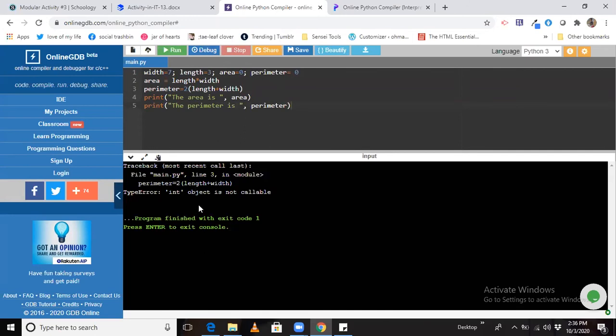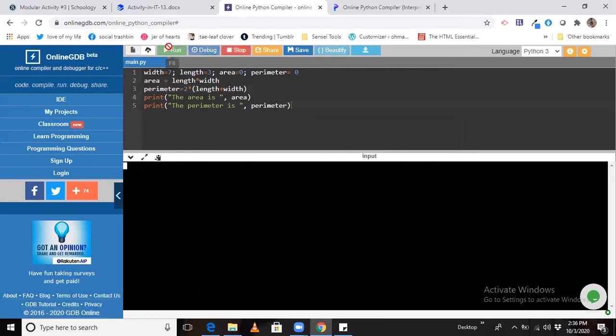Run it. Ay, error pa rin. Ano lang sa error? Length is not callable. Multiply, ma'am. Yung ano, sign. Oh, sure. This one. Yan. Oh, galing. Okay.